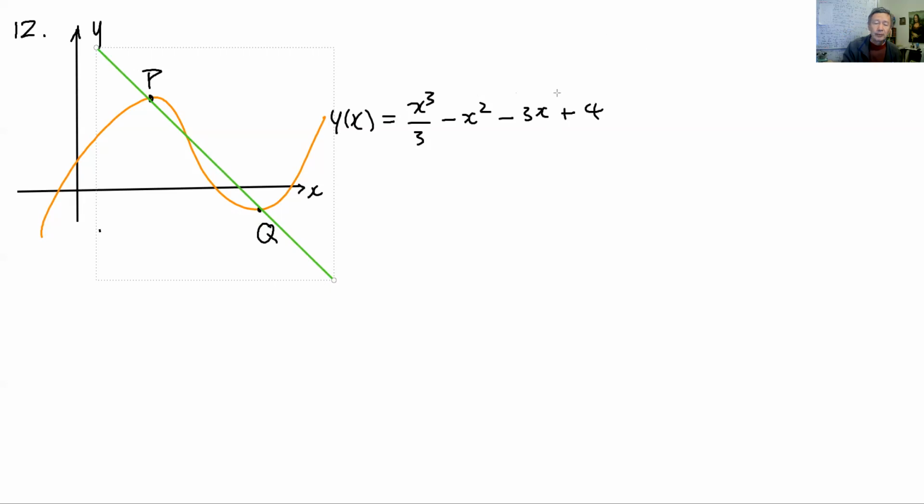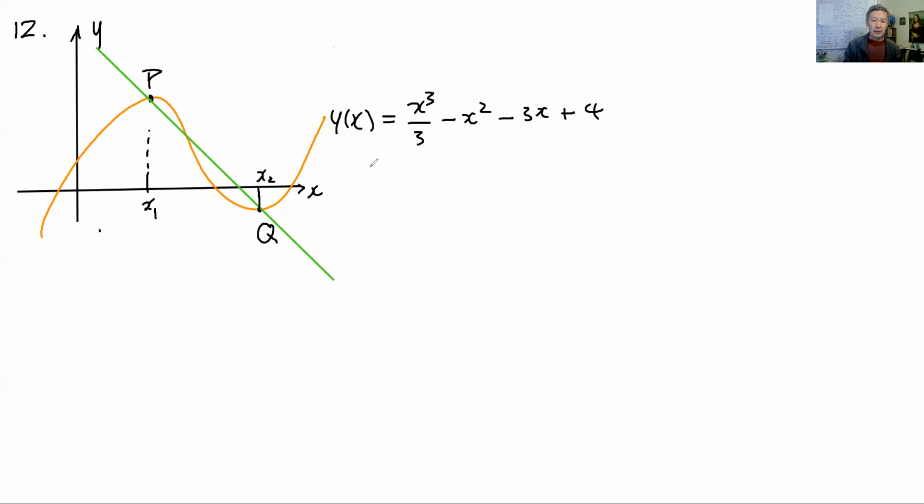Do you understand the problem now? So how to find the P and the Q? That is the first place to go. Basically, we need to find this particular P, called x1, and this is x2. So we need to find the derivative first, because at this extreme the tangent is 0. So first, what do we do?